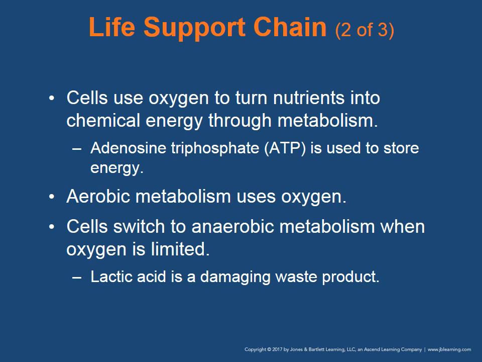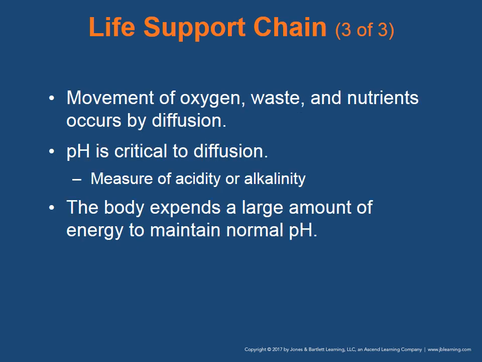So if we could prefer, we'd much rather use the presence of oxygen, have aerobic metabolism. So movement of oxygen, waste, and nutrients occurs by diffusion. pH is critical to diffusion, measured by acidity and alkalinity. The lower the number, the more acidic; the higher the number, the more alkaline. The body expends a large amount of energy to maintain this normal pH, right? It's super important for the body to maintain the pH.